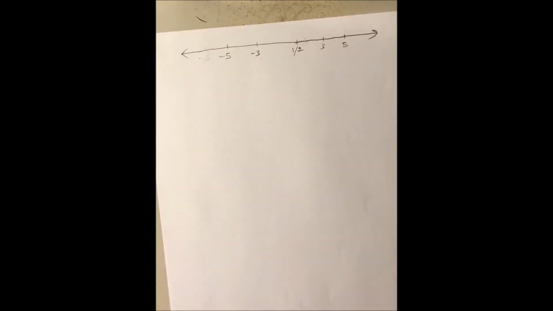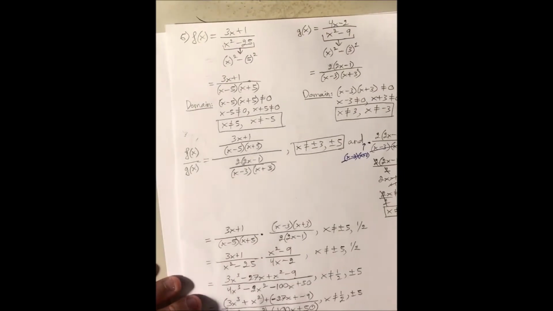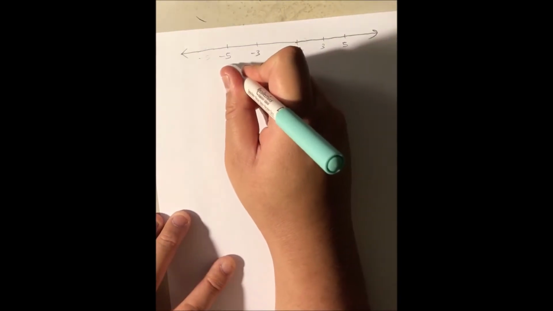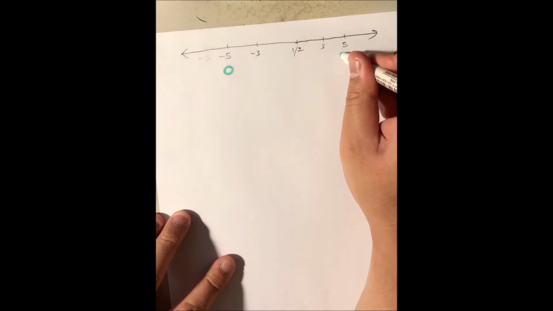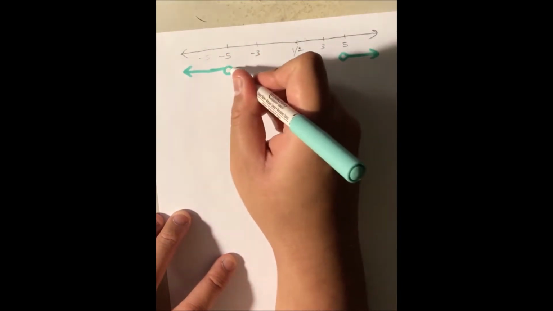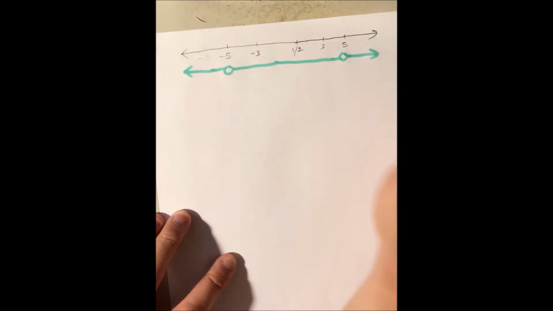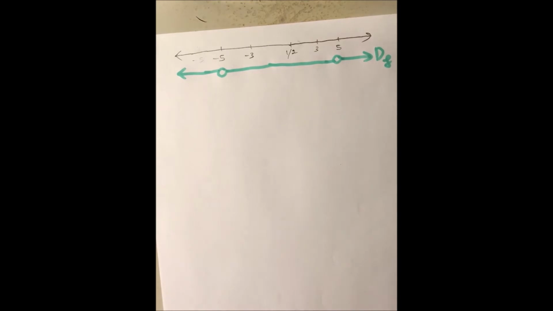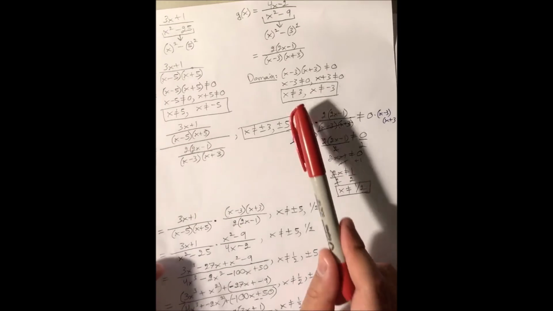Now the domain of the function f, as we can tell, is all real numbers, except for x cannot be equal to -5 and +5. So we put an open circle at -5, an open circle at 5, and we just sketch it. So this is the domain of the function f. Now the domain of the function g is all real numbers except x cannot be equal to +3 and -3.